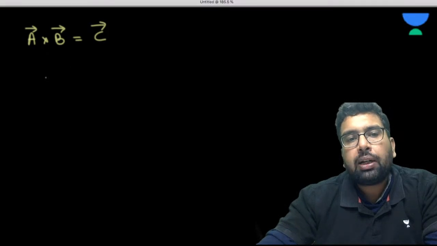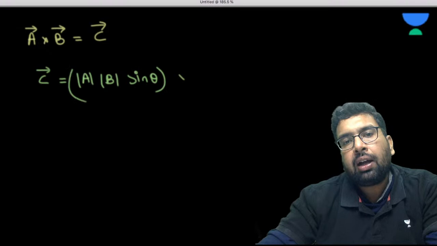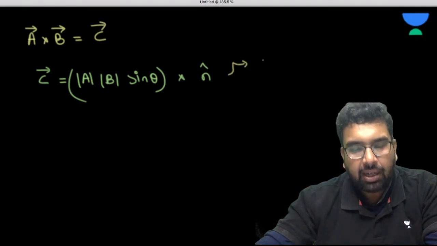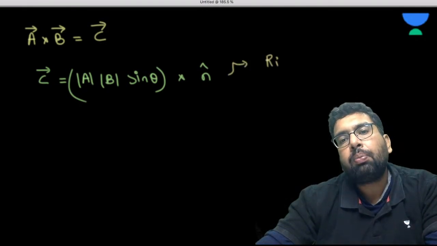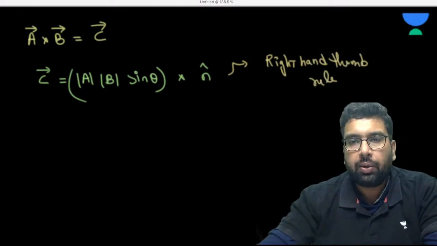Now, when the result is a vector, you need two things. One is magnitude: for magnitude, A vector, B vector, sine theta. And for the direction, I don't know the direction, so I'll write n cap. How will we get the n cap? N cap will be obtained from the right hand thumb rule. In the Cartesian form it is going to be very easy. We are going to see that.